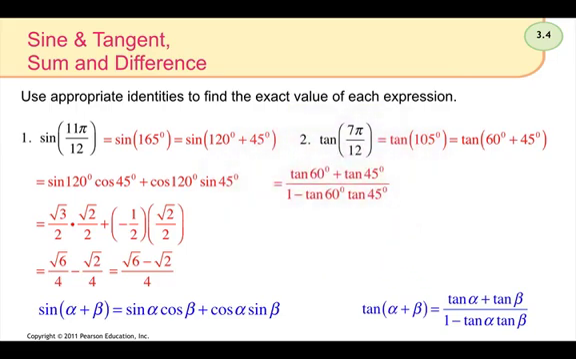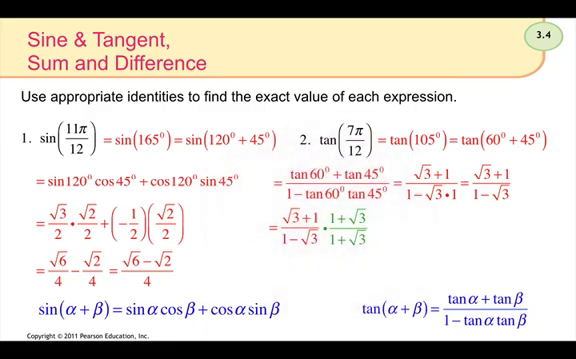So this is the expression that we get once we apply the formula. We apply the unit circle to simplify tangent of 60 and so forth. We get radical 3 plus 1 over 1 minus radical 3 times 1. We simplify the denominator, and we end up with that expression. We rationalize the denominator. So we multiply top and bottom by the conjugate of the denominator. And then we FOIL. This is what we get.